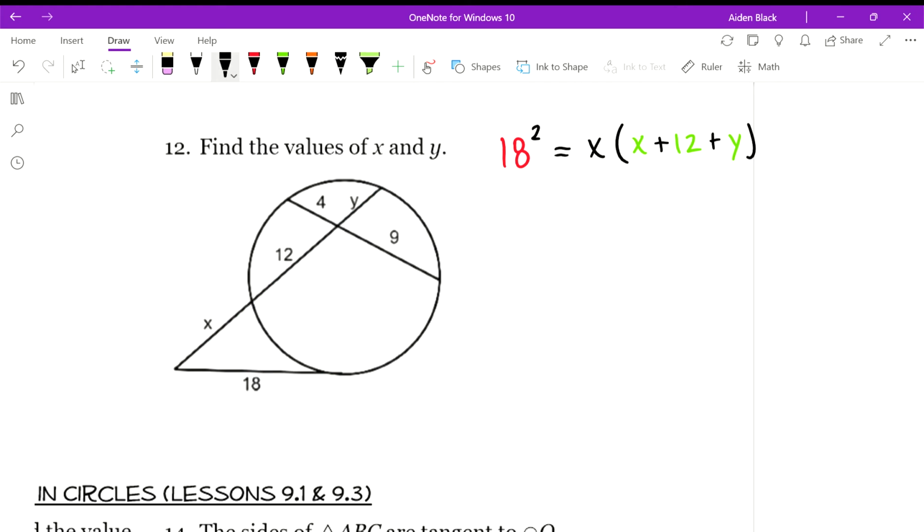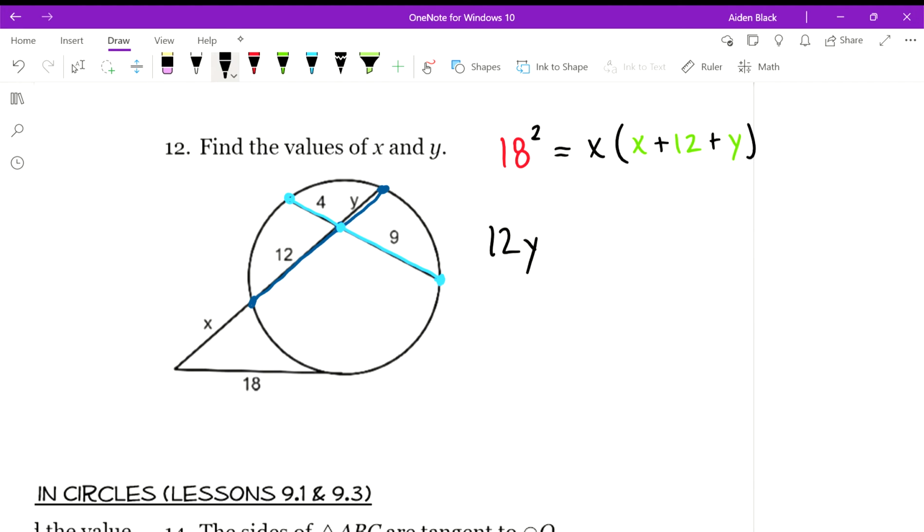Alright, now we'll FOIL that out in a second, or distribute it out in a second, but I want to also bring your attention to the two chords that are here. Here's this chord with two segments, 12 and y, and then here also is this chord with two segments, 4 and 9.